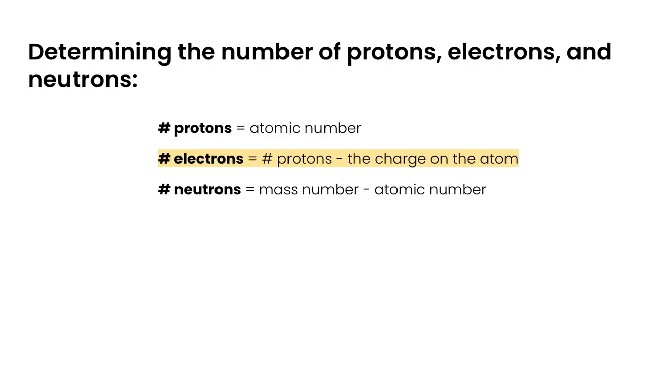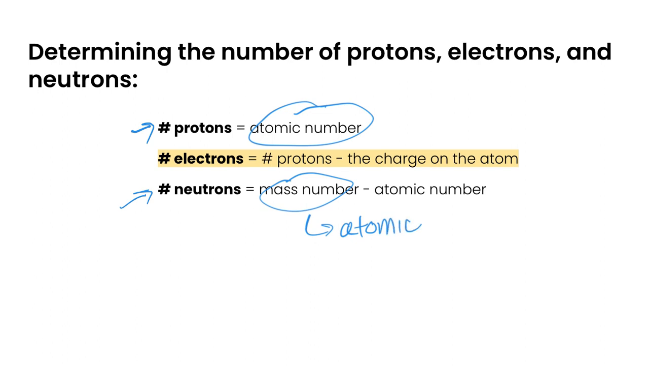So going back to determining the number of protons, electrons, and neutrons in an atom, remember our number of protons is our atomic number, and our number of neutrons is our mass number, which is our atomic mass rounded off to the nearest whole number, minus our atomic number. Now, we can change our equation for figuring out the number of electrons to include ions by taking the number of protons, which is our atomic number, and subtracting the charge on the atom.